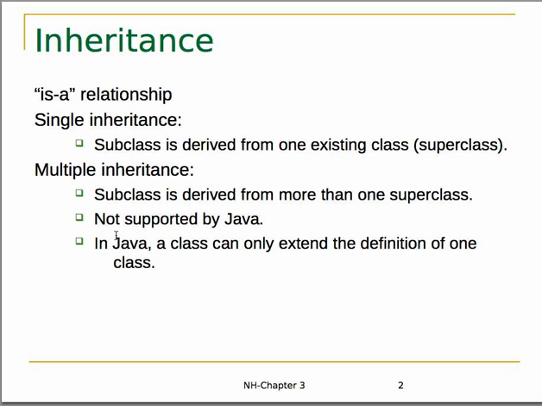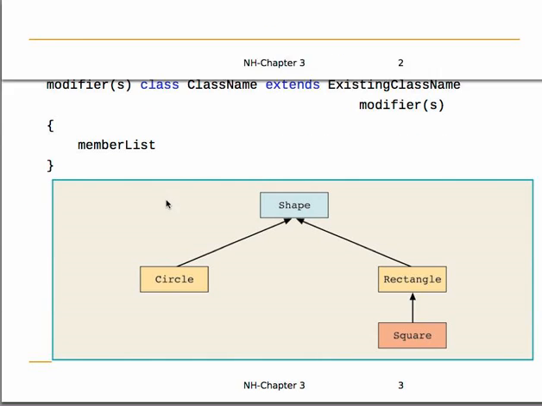In Java, a class can only extend the definition of one class. Turns out there is a sort of limited form of multiple inheritance, in that when we get to interfaces, you'll see that a Java class can implement many interfaces, more than one interface. So there's a limited form of multiple inheritance, but strictly speaking, Java is a single inheritance language.